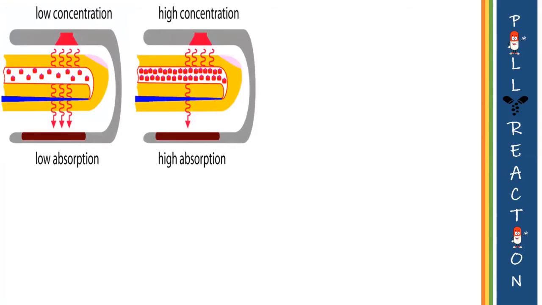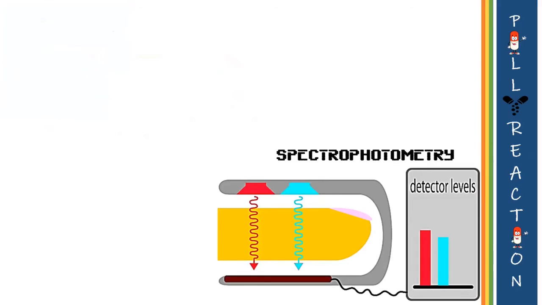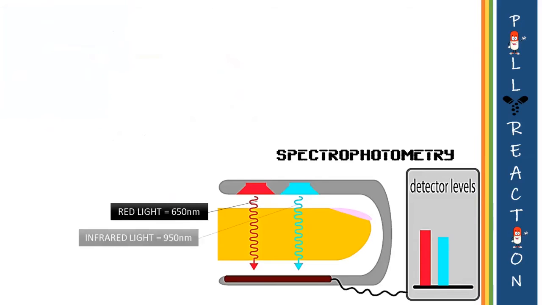The device simply works on the principle of spectrophotometry, that is based on the affinities for light of different wavelengths by oxyhemoglobin and deoxyhemoglobin. The pulse oximeter emits two types of light, that is red light of 650 nanometers and infrared light of 950 nanometers, which is absorbed by oxy and deoxyhemoglobin with different affinities, which is then detected by the detector below. Now, why is it so accurate?